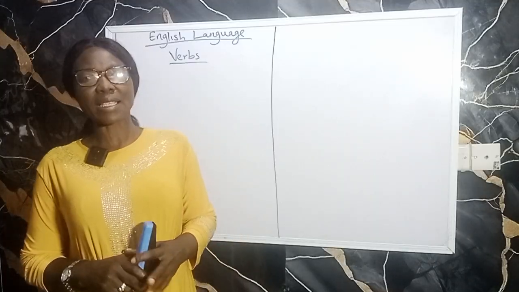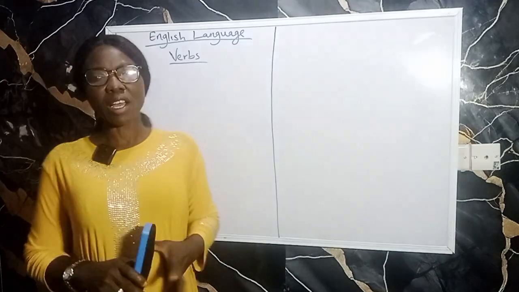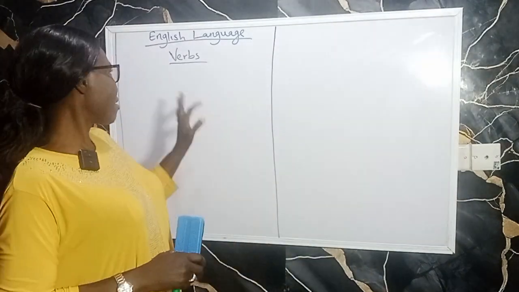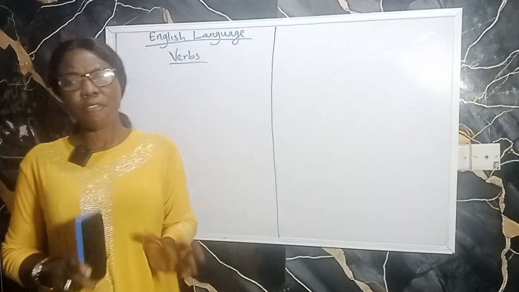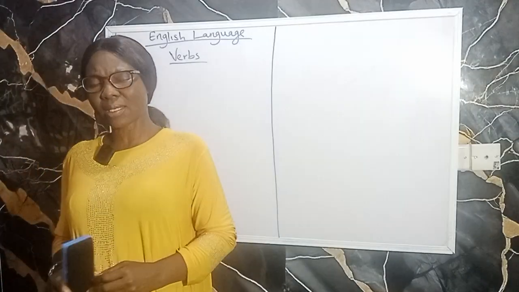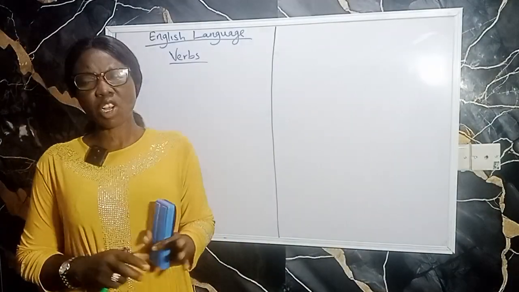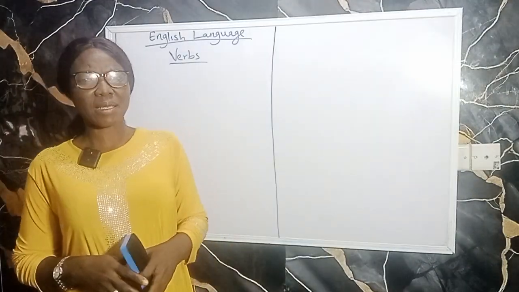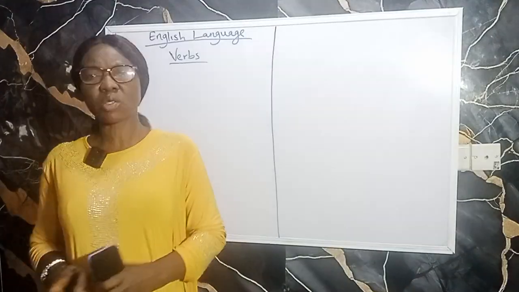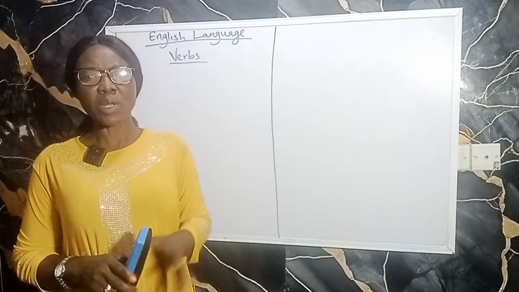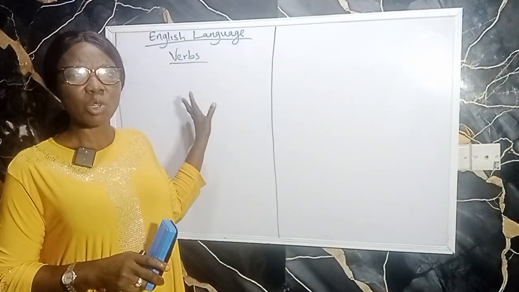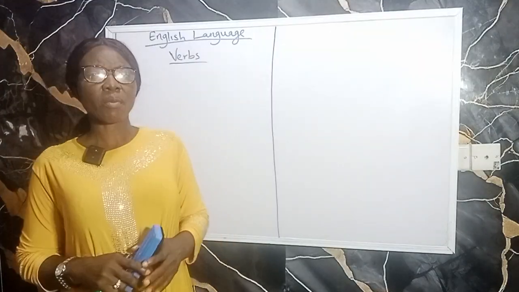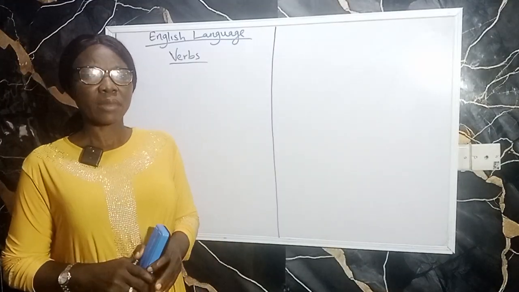Today we'll be looking at grammar. And under grammar, we'll be looking at verbs. A verb is an important aspect of English language because without verbs, your utterances will be meaningless and your sentence constructions will not make sense. So we need verbs in order to construct good sentences. Now, what is a verb?